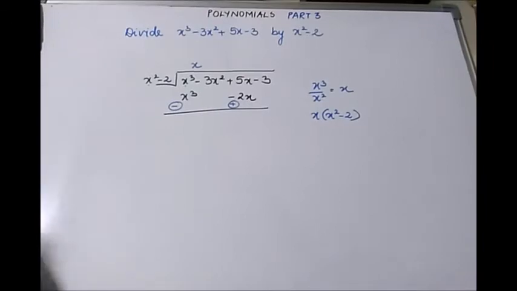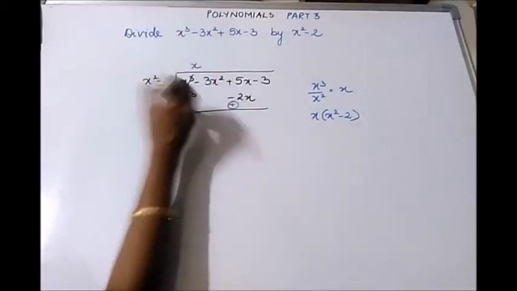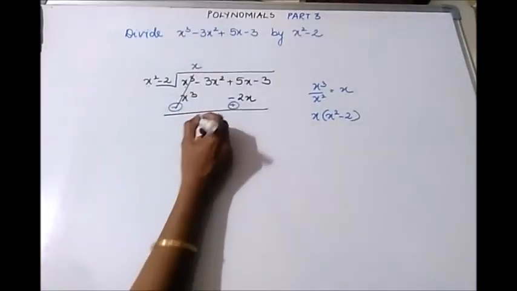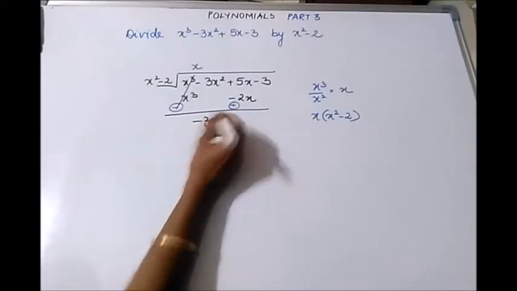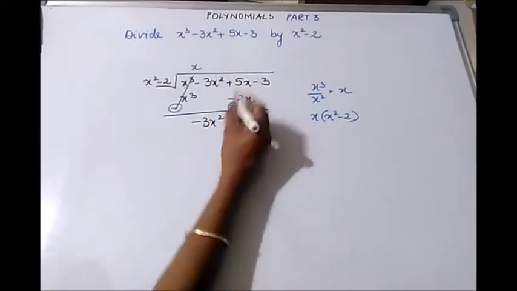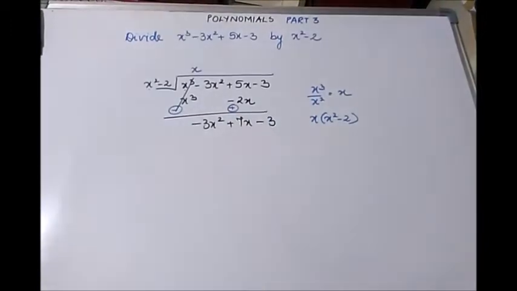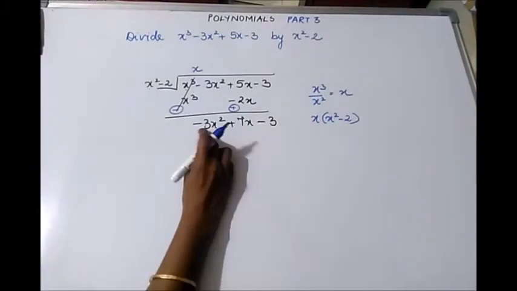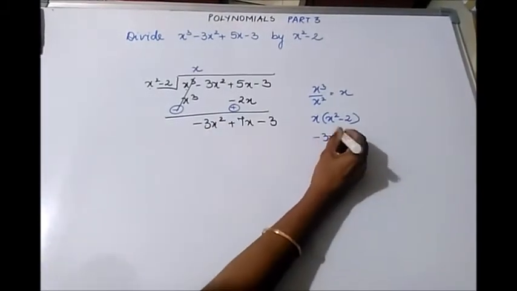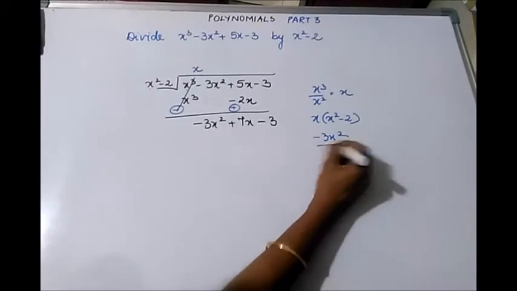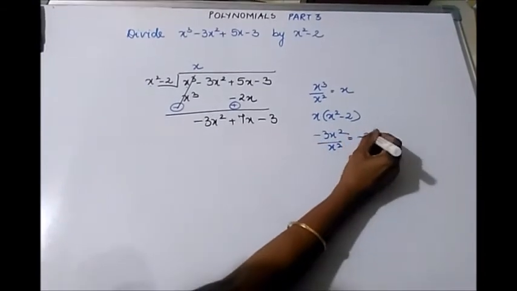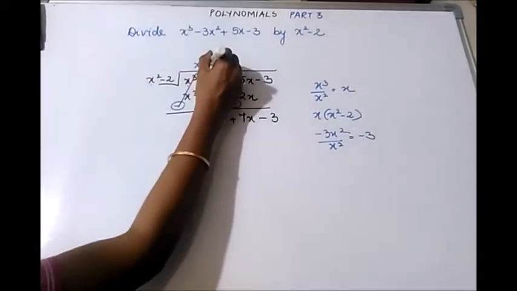We know x cube minus x cube will give us 0, so this term will get cancelled. We get the minus 3x square. 5x plus 2x will give us 7x and the remaining term minus 3. Now once again we repeat the same step. That is, we take minus 3x square and divide it by x square. What do we get? We get minus 3. We write here minus 3.